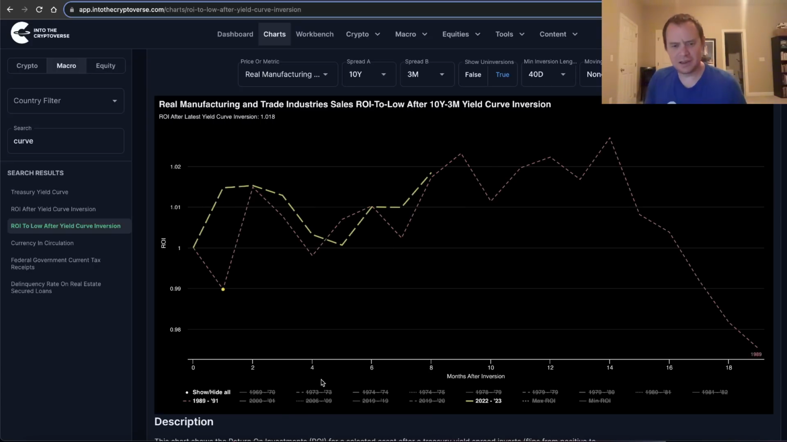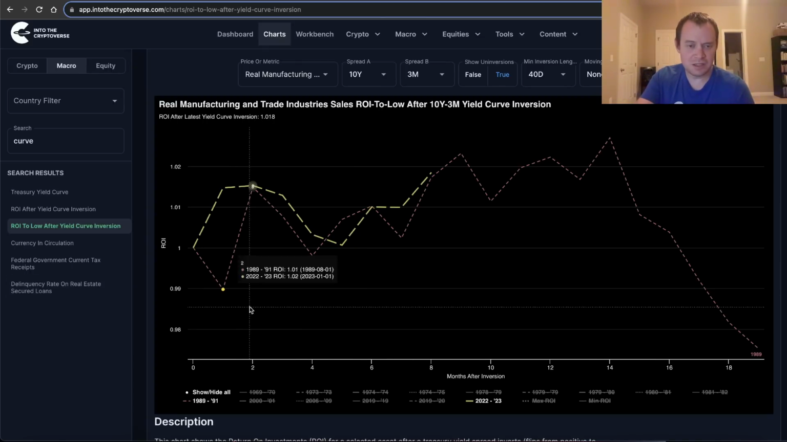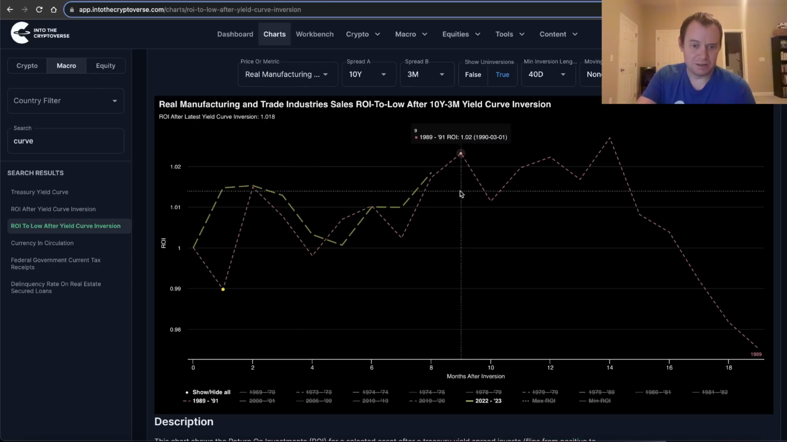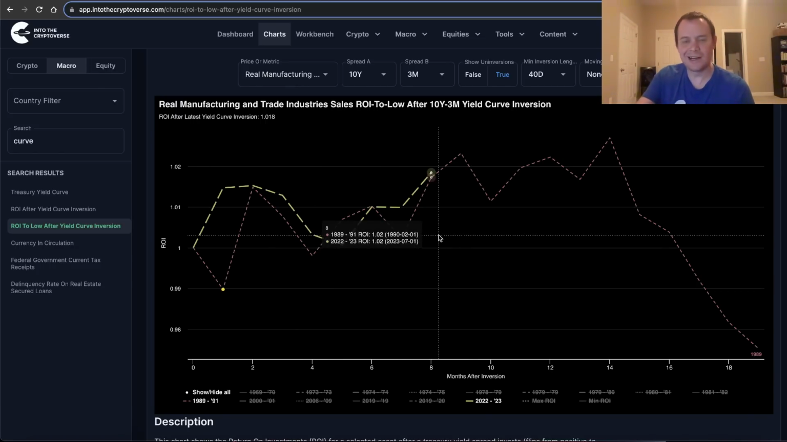Right, so you can look at a lot of these, and we know people say, well, the economy is resilient, the labor market is resilient, and while that's true, it is resilient, but real manufacturing and trade industry sales have been resilient in other cycles as well. It's not that this time is different, it's that this time is the same.